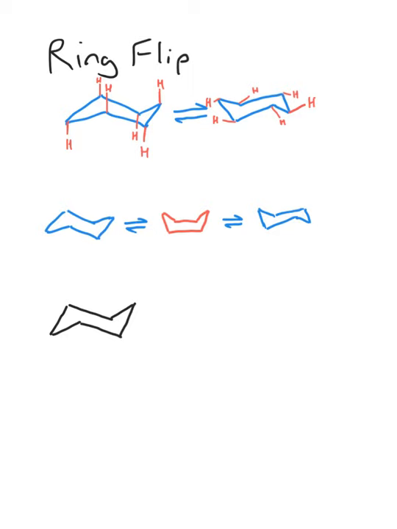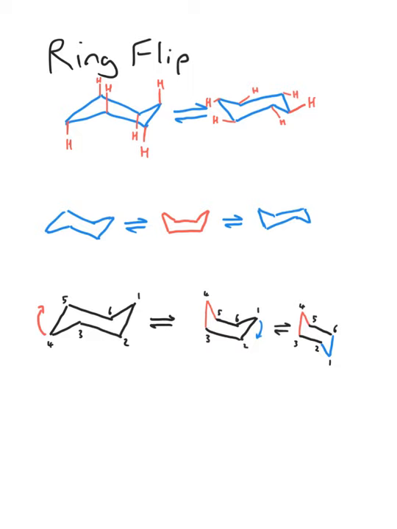But for real, you need to be able to draw a ring flip. So if we look at this chair structure and we number the carbons as such, for a ring flip to occur, first the 4th carbon needs to shift upwards. This causes a rearrangement of orientations to get the boat conformation. Once we have the boat conformation, the number 1 carbon flips downwards to yield us the flipped ring structure.